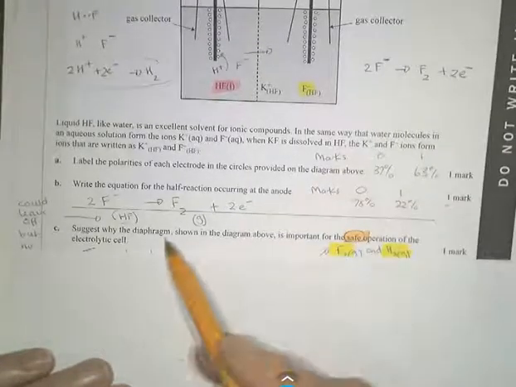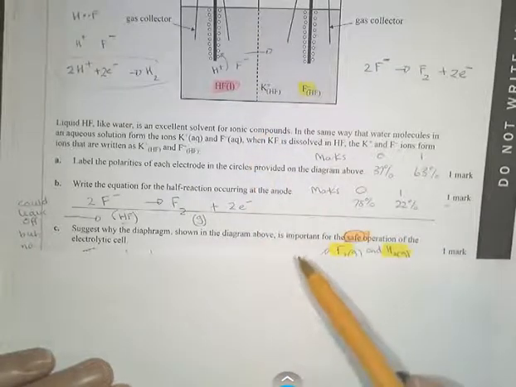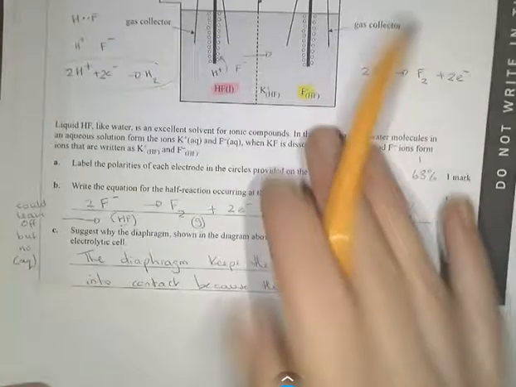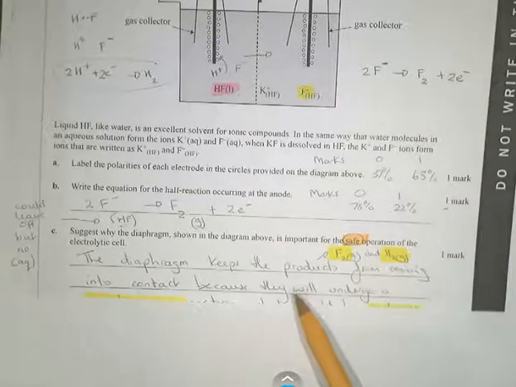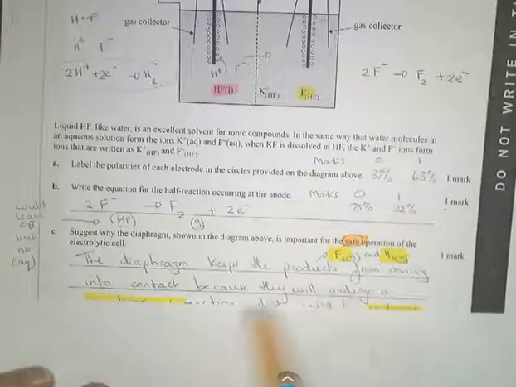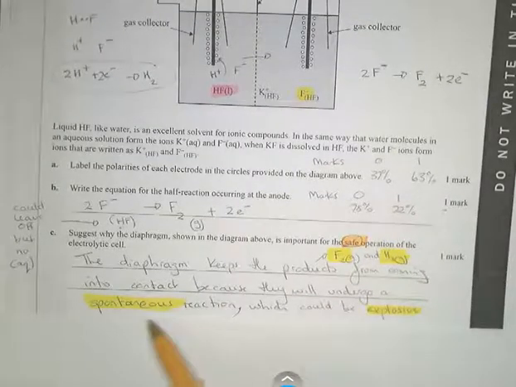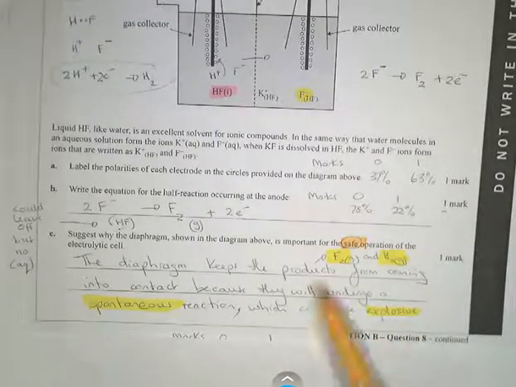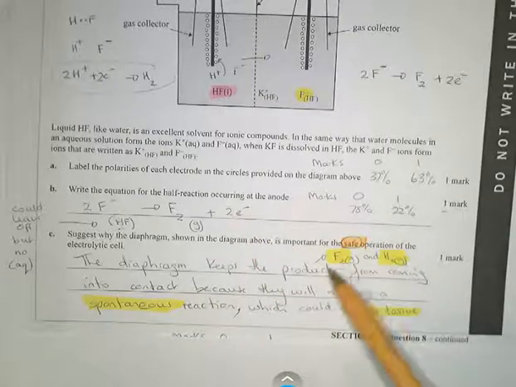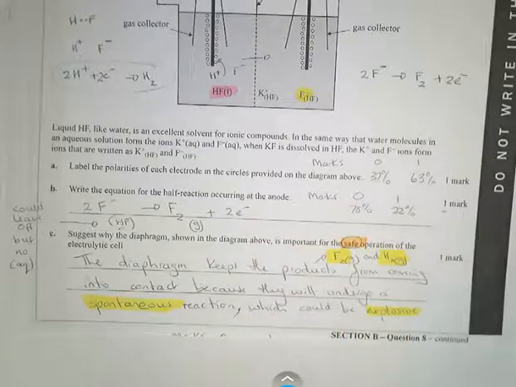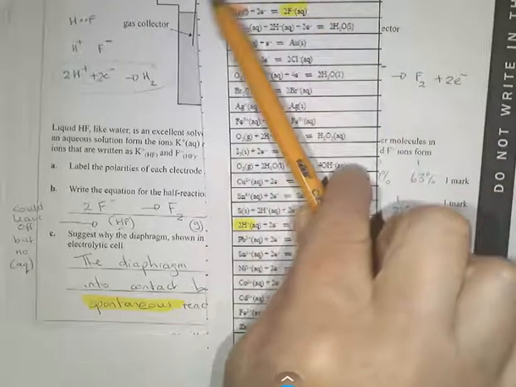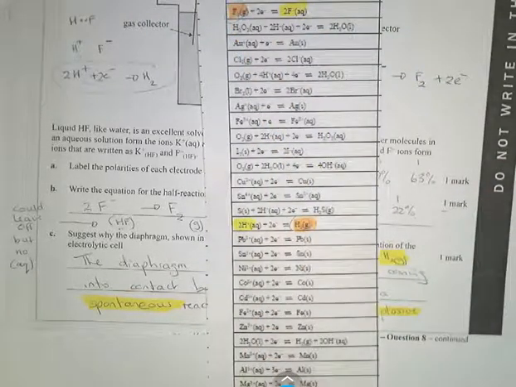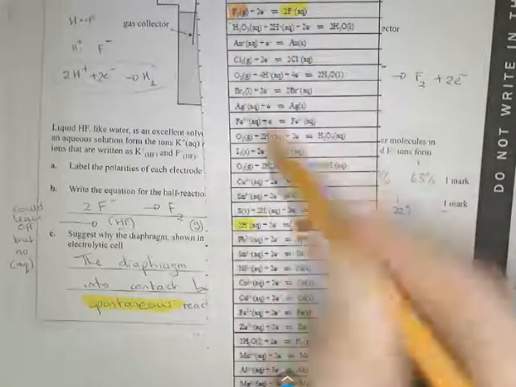Suggest why the diaphragm, shown in the diagram above, is important for the safe operation of the electrolytic cell. So diaphragms are used in electrolysis to keep the products from coming into contact, because they will undergo a spontaneous reaction, which could be explosive. So if the fluorine and the hydrogen get together, then they can react spontaneously. It's the right pattern. So for electrolytic reactions, all of the products are always products that could react spontaneously.